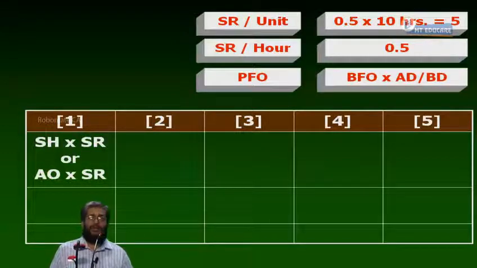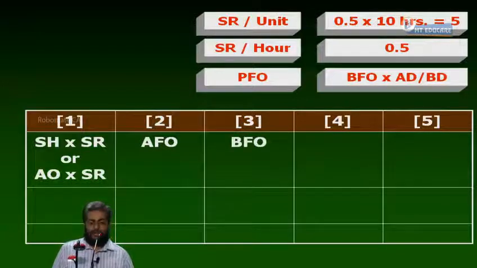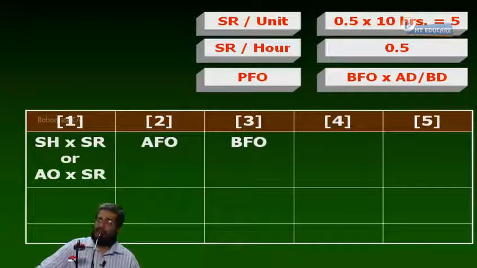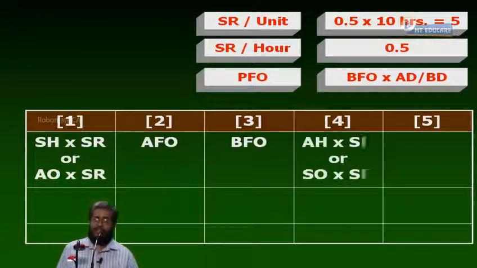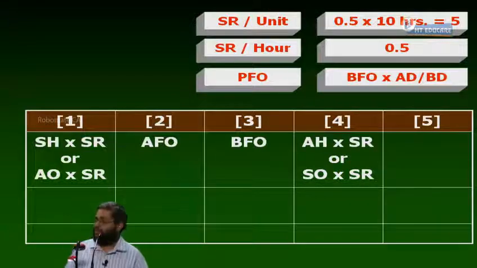Tell me, what is column 2? AFO. I want you all to tell and write. Column 2 is AFO. Tell me what is column 3? BFO. Bracket, what is BFO? BO into SR or BH into SR. You write that, not in the slide, you write it. Column 4 is what? AH into SR or SO into SR. Column 5 is PFO. Bracket, BFO into AD by BD.